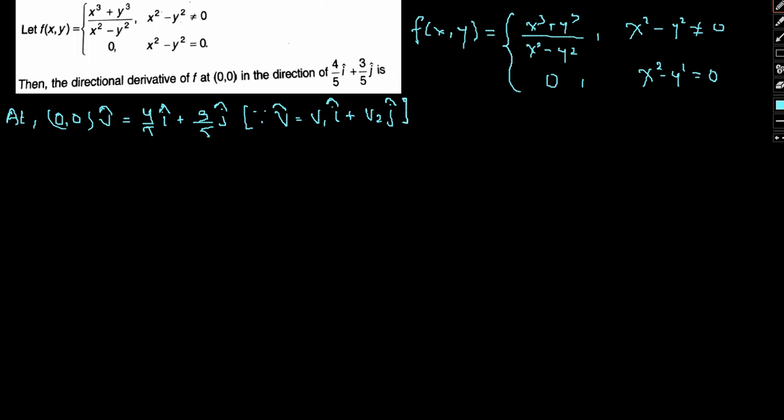So at 0, 0, we have the direction 4 by 5 i cap plus 3 by 5 j cap, since v cap equals v1 i cap plus v2 j cap.